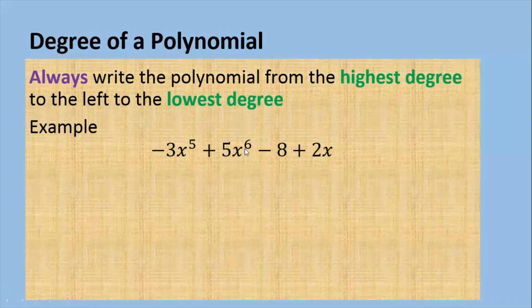But just be careful when you're going to write it, okay? You always look at the signs. So here, before the 5x power 6, you've got a positive, so you need to write it as a positive. But here, before the 3x power 5, you've got a negative, so you need to put the negative. Okay? Just be careful with the signs.